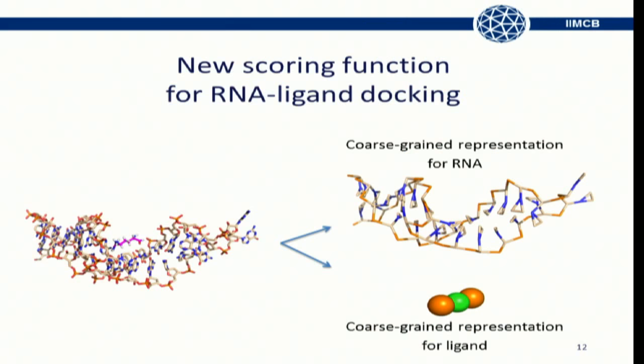And now we are working on a new scoring function, which will be more accurate, and here the approach is slightly different. This is also a knowledge-based scoring function. We use the solved structures to develop this potential, but we use a reduced representation for both interacting partners. For RNA, we use a coarse-grained representation, which is used also in SimRNA. You probably talked already with Michał Boniecki, who is now the main developer of the SimRNA program. So we use this representation. And for the ligand, we also use a coarse-grained representation.